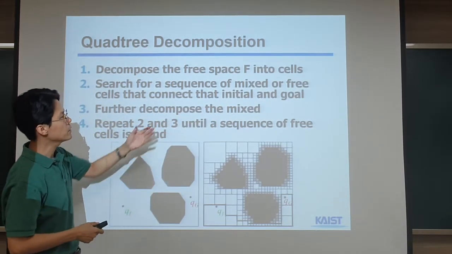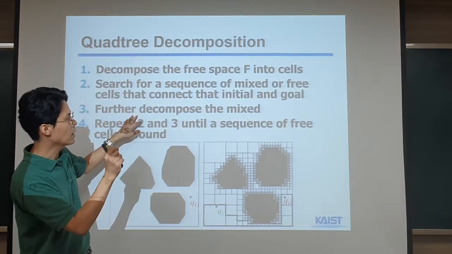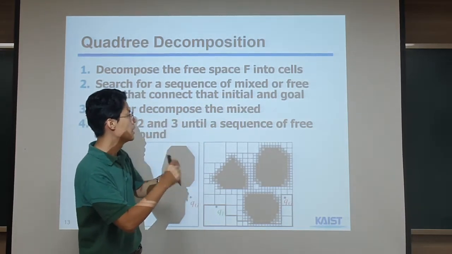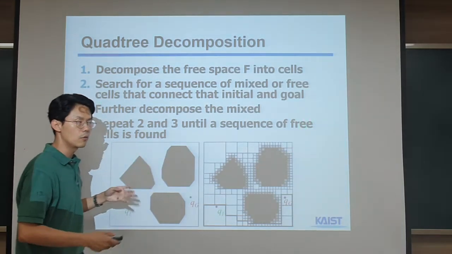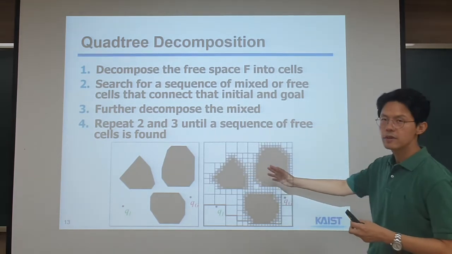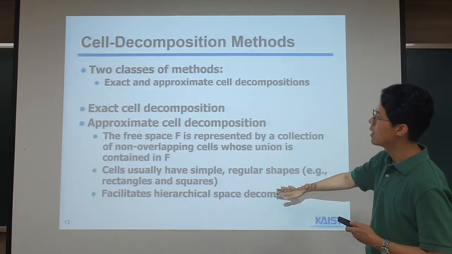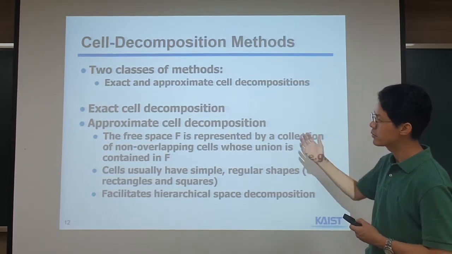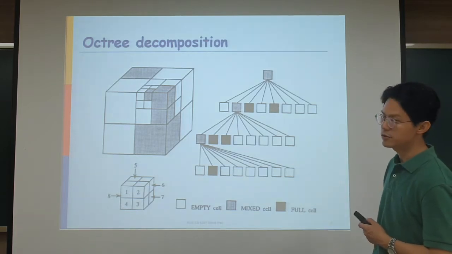And since the mixture is unclear yet, we decompose those mixed cells until we can find the sequence of free cells. So once we find the sequence of free cells between the start and goal, it means that we find the collision-free path, right? So that's one example of the approximate cell decomposition. Based on that, we can compute the path. And in 3D, we can also use the Octree, right?